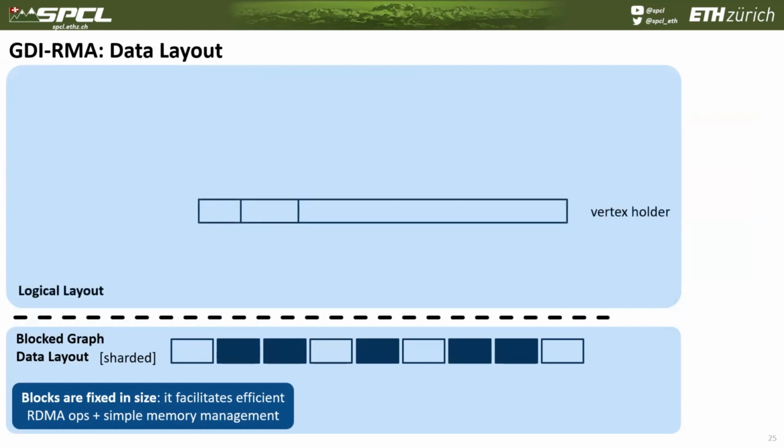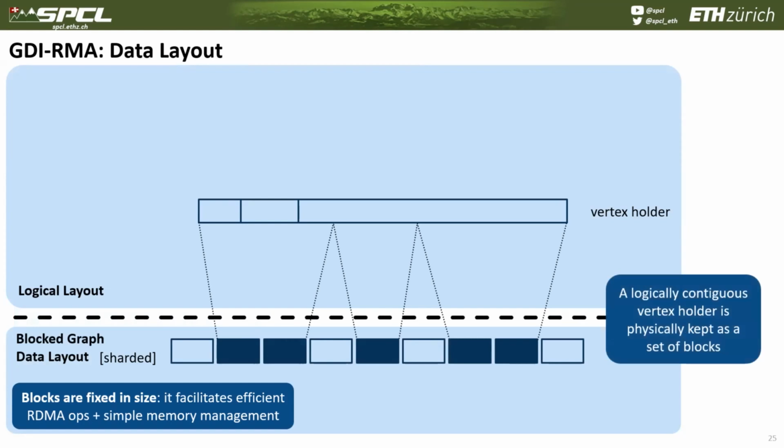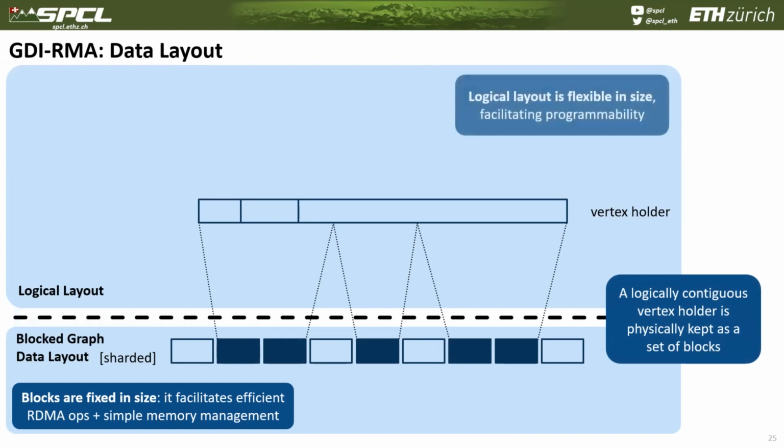However, it would be very hard to deal with such a blocked graph data layout when actually coding these graph transactions. So to make it also easier to program these workloads, we'll also provide the so-called logical layout that sits on top of the blocked graph data layout. And the logical layout provides support for flexible size data structures. For example, like the one we can see here, the vertex holder object, which is really a contiguous object that is physically mapped to a set of blocks that can be distributed all over the machine.